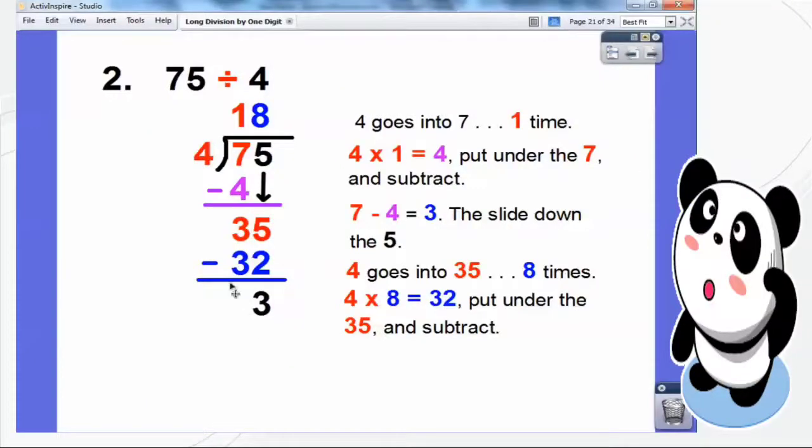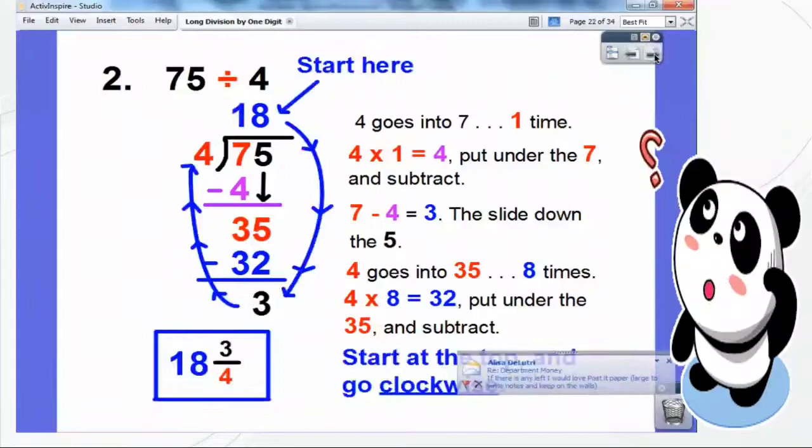So I have a remainder right here, so we're going to write this as a mixed number. So we start at the top up here, which is 18, and then we go clockwise. 18 and 3/4. Okay, that's how we write this. 18 and 3/4.